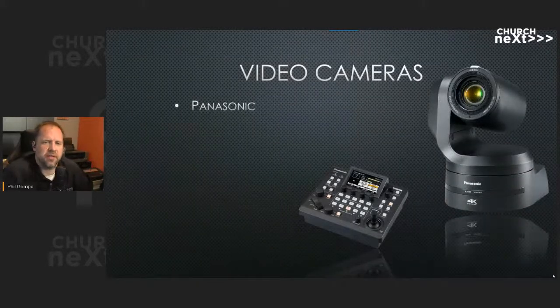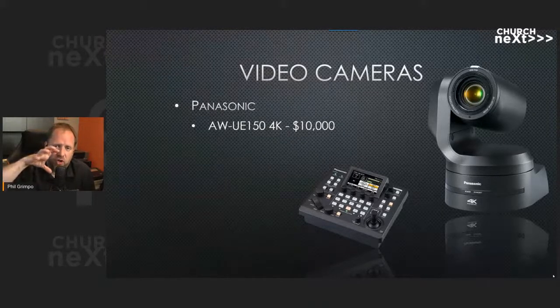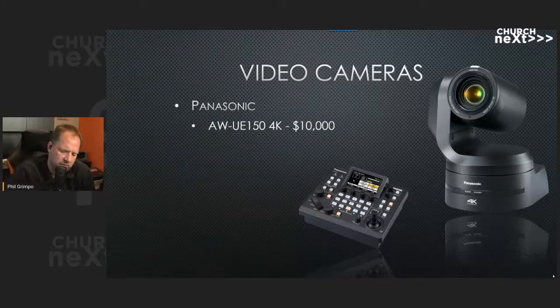Okay. The next camera is getting a bit bigger. This is in the Panasonic line. This one is their 4K camera, and it's around $10,000. It's the UE150. Very good looking camera. This last week, I've been working with a church here in town that has one of these, and then they have the smaller dome-shaped Panasonic cameras. I think they were the HE40s.